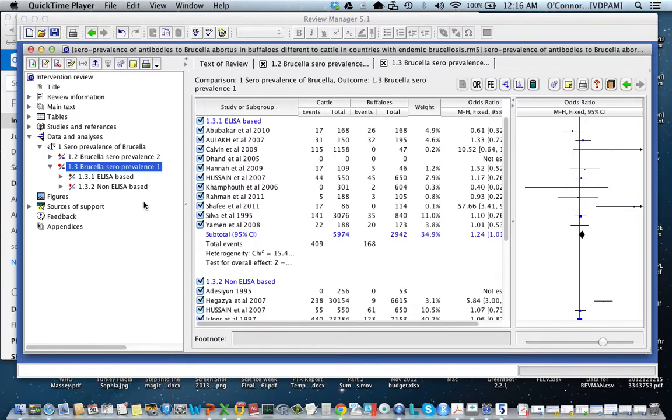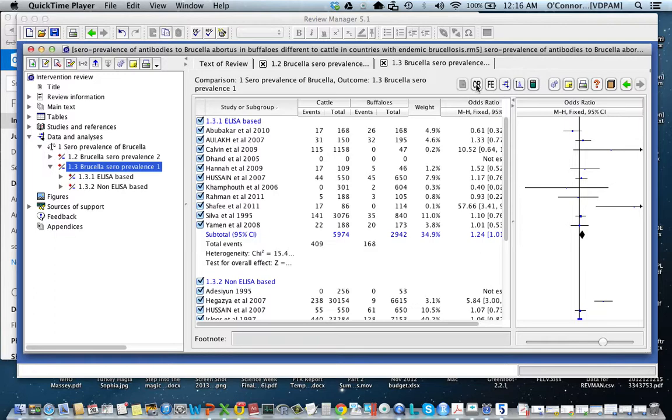So this time I'm looking at the second subgroup analysis and exploration of heterogeneity, where we have the dataset divided into ELISA-based versus non-ELISA-based estimates of prevalence. So again, I'm just going to do a little bit of moving things around. I'm going to use the risk ratio again.